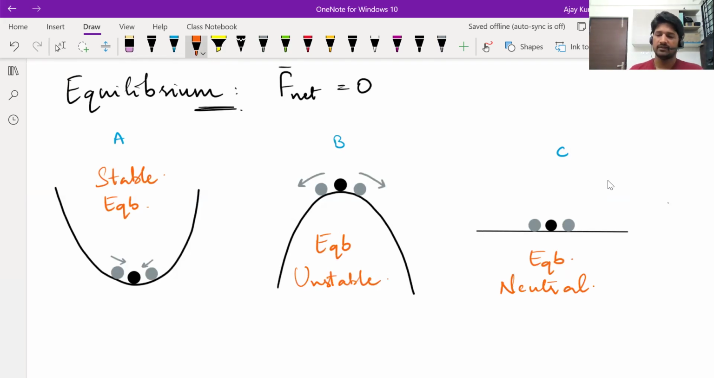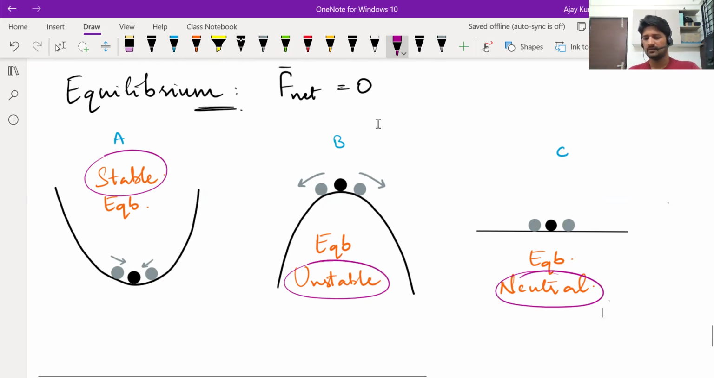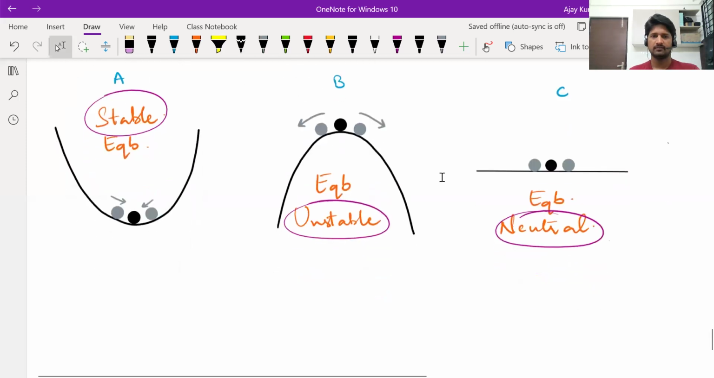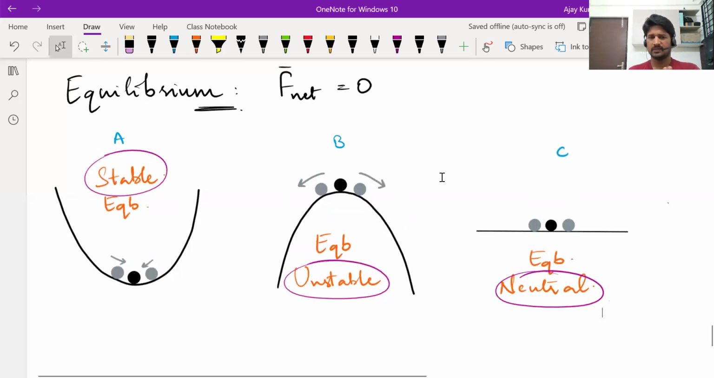Okay, so there are three different kinds of equilibrium depending on what happens if the particle is disturbed from equilibrium. So stable, unstable, neutral. And there is a mathematical way of identifying these. Fine. Now, let's consider these cases itself.